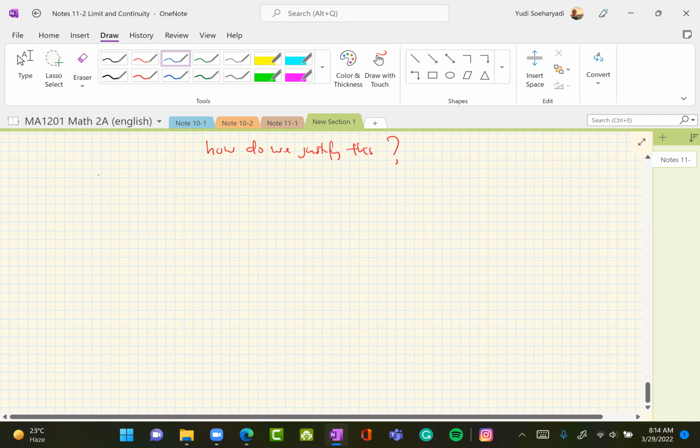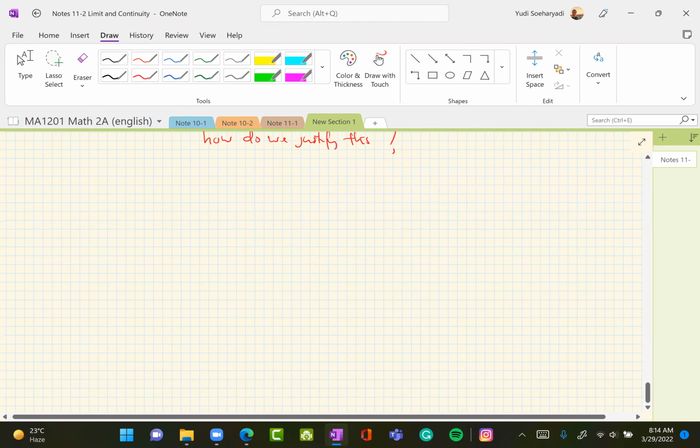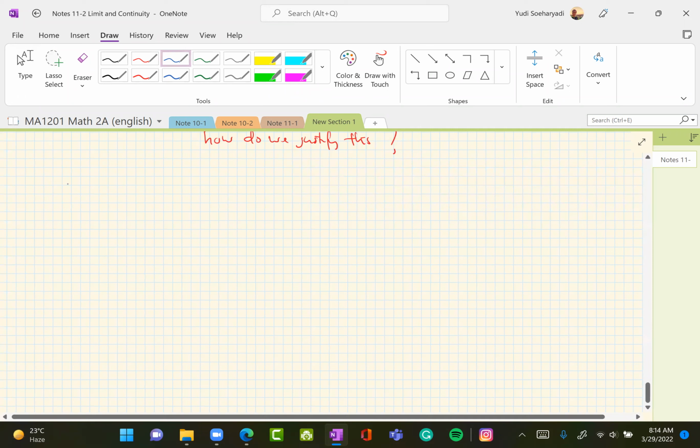So this is the criteria that I wrote down earlier for a function of two variables. The limit exists if it's independent of the direction of approach.